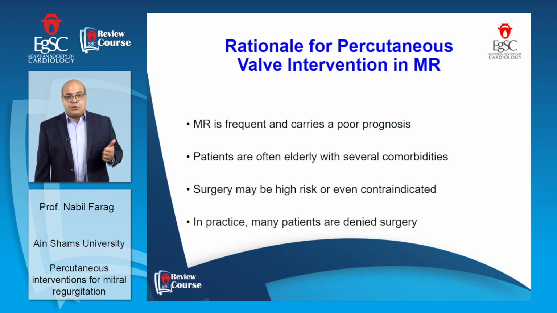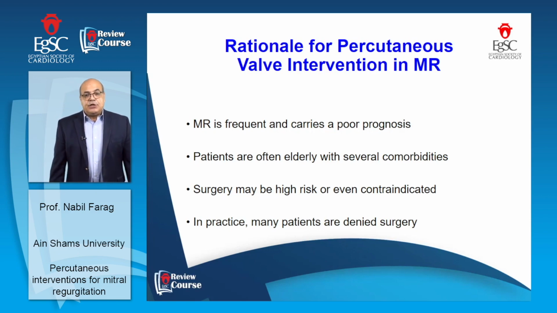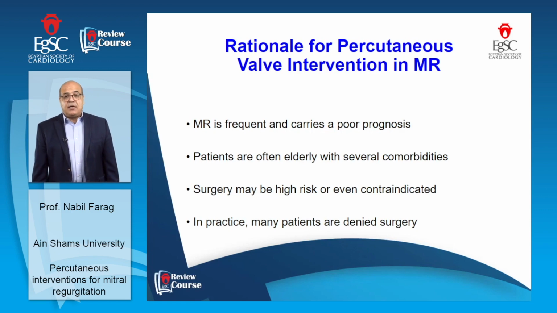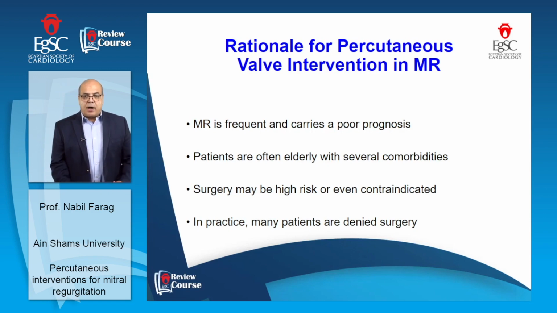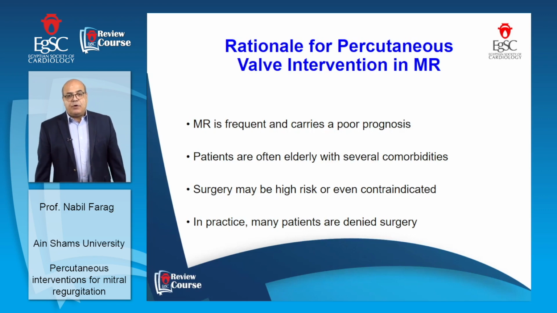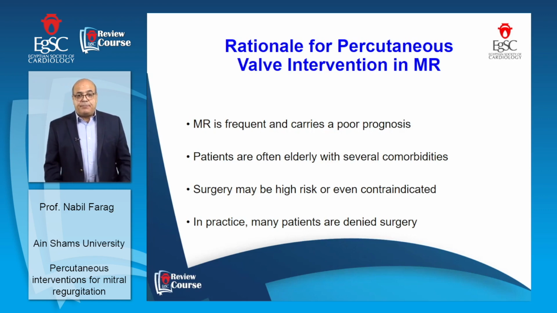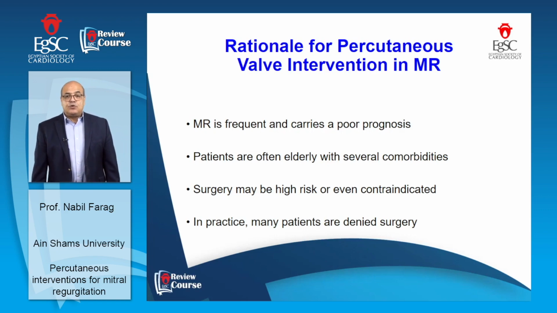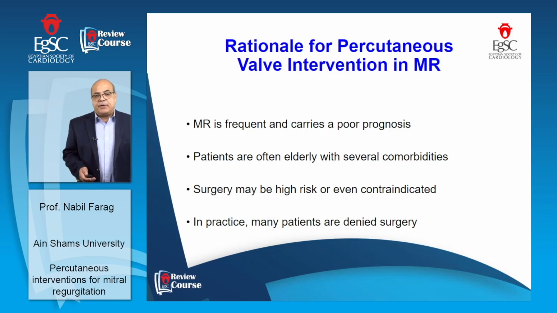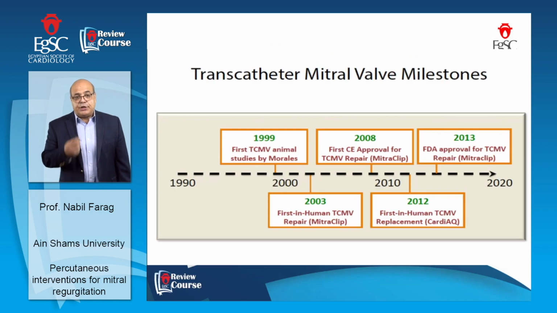Patients are often elderly with several comorbidities, making surgery very high risk, or sometimes prohibitive. Surgery may be high risk or even contraindicated in some patients who have severe mitral regurgitation requiring either repair or replacement. That's why in this condition, percutaneous intervention will be the treatment of choice in such patients. In practice, many patients are denied surgery, so they are declined by the surgeons. The surgeons refuse to do intervention in some patients due to the presence of many contraindications for surgery.